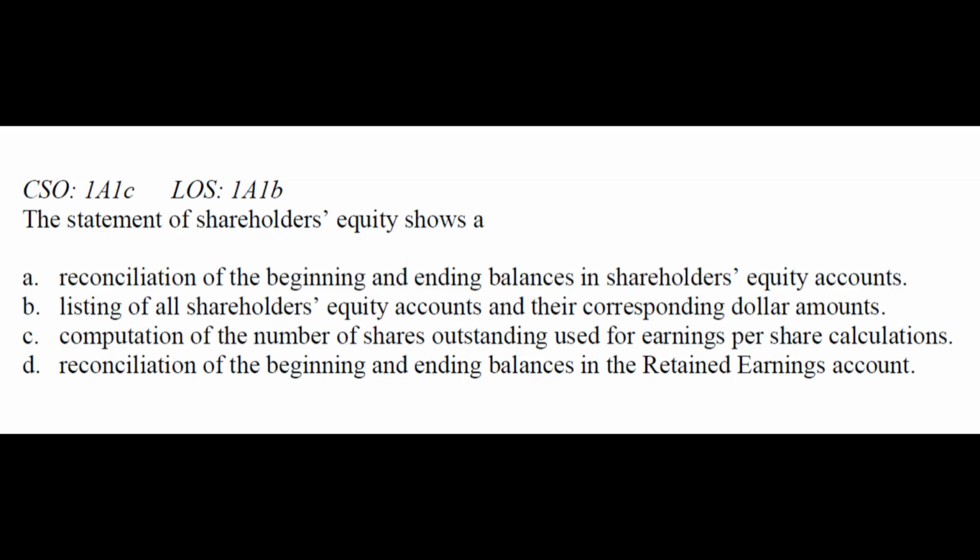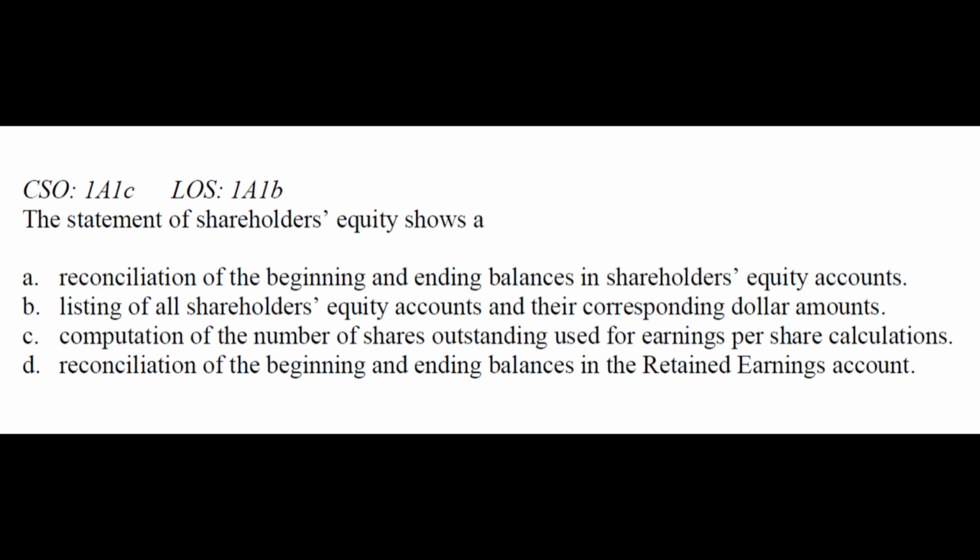B. Listing of all shareholders' equity accounts and their corresponding dollar amounts. Incorrect. Although the statement includes equity accounts and balances, its primary purpose is to explain changes, not simply to list account amounts. C. Computation of the number of shares outstanding used for earnings per share calculations. Incorrect. The calculation of earnings per share, EPS, is disclosed separately in the financial statements or notes and is not the purpose of the statement of shareholders' equity.